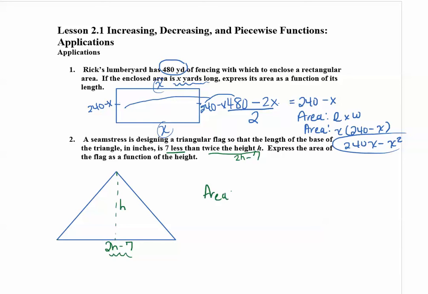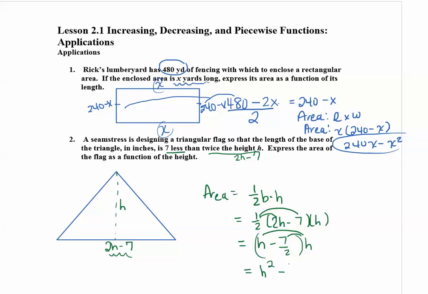The area of a triangle is 1/2 base times height. So that would be 1/2 times 2h minus 7 times h. If you clear the first parentheses, 1/2 times 2h is h. 1/2 times -7 is -7/2, and then we can multiply that by the other h and clear that parentheses. So h times h is h squared, minus 7/2 times h is 7/2 h. So that would be the area of the triangle in terms of the height.